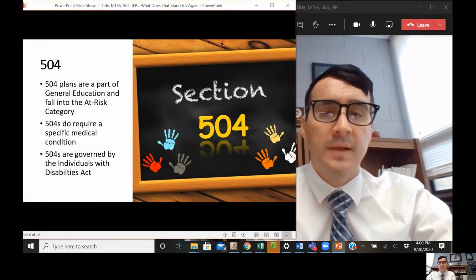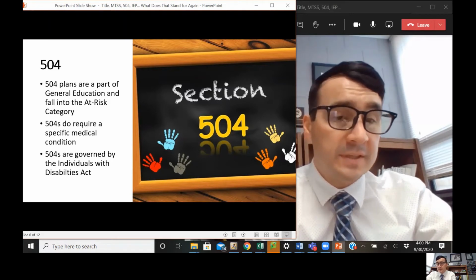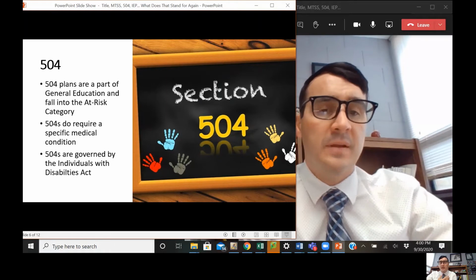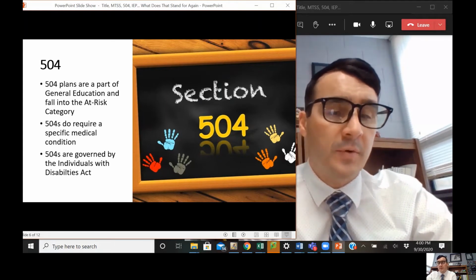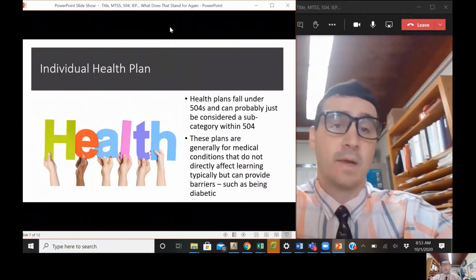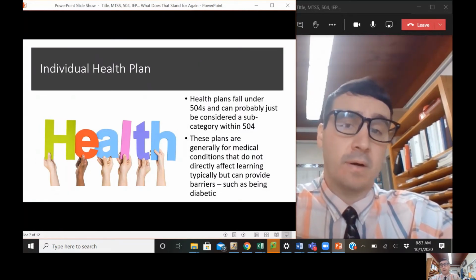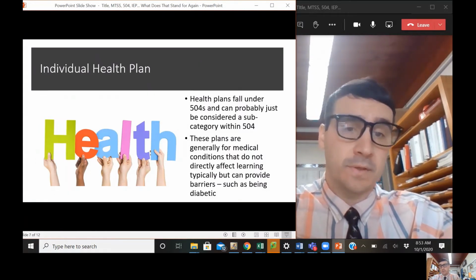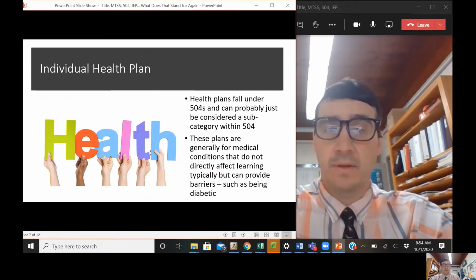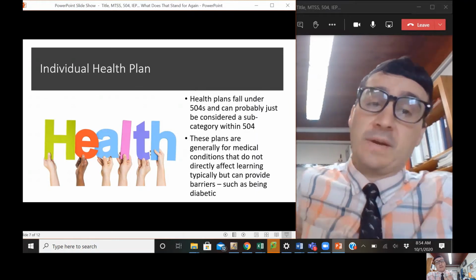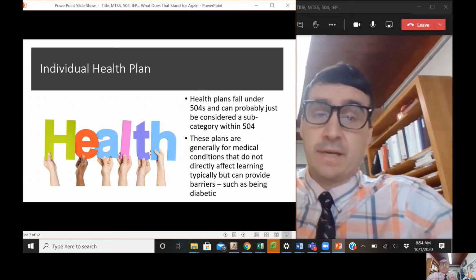But it's important to note that 504s are different than an IEP, and what they're meant to do to allow the child to receive a good and appropriate education are different. So with that, I'll move into health plans. Health plans are a subcategory under 504, so they're governed also under the Americans with Disabilities Act and are primarily anti-discrimination based, providing access to education.